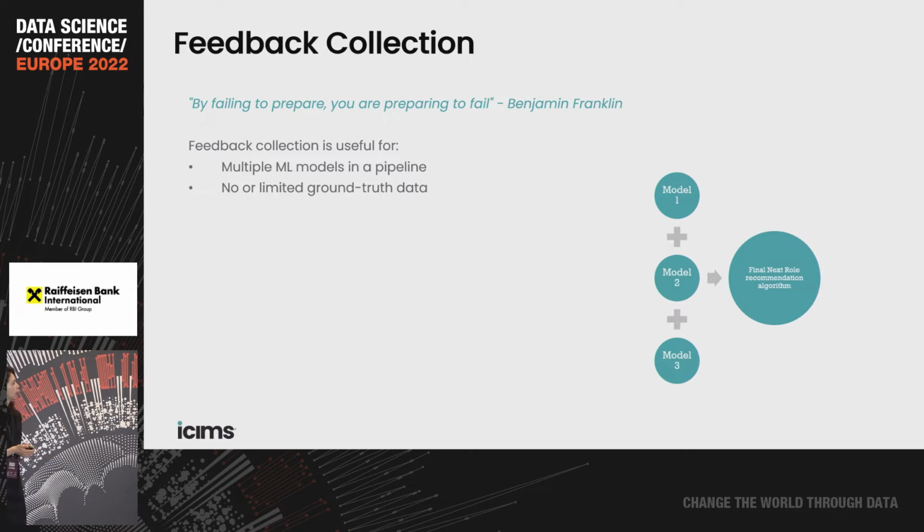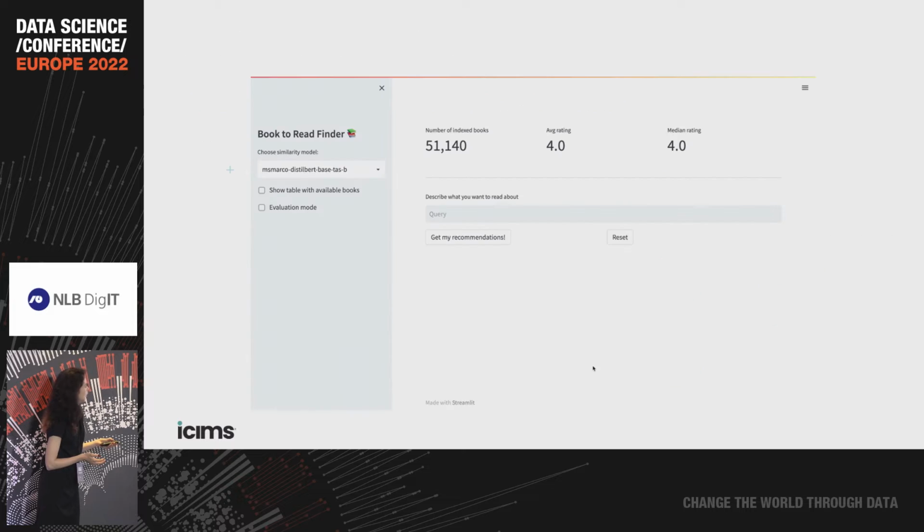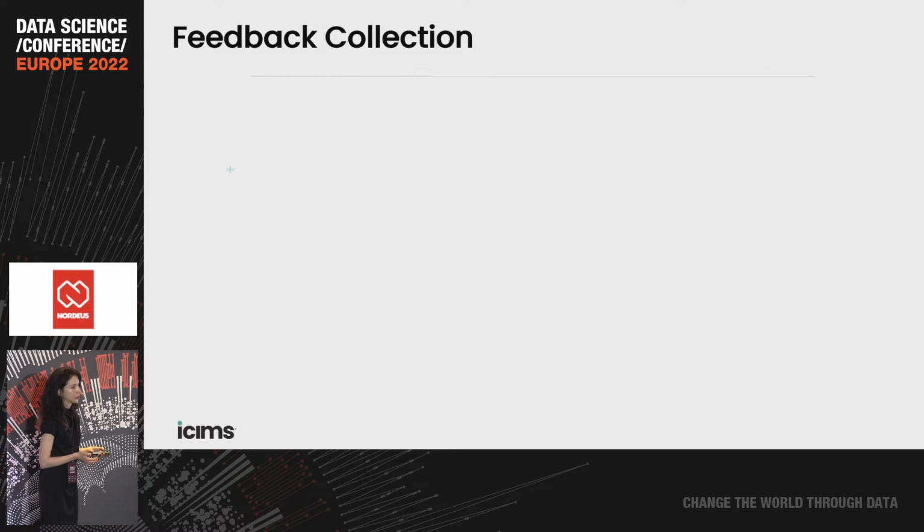And it's useful in two cases: when there are multiple machine learning models in the pipeline, and when there is no or limited ground truth data. And that's already a bit covered. Here we can see how it's added. Again, we click here, evaluation mode. Here you enter your credentials so that we know who provided feedback. We can then ask that person why he or she provided that feedback.